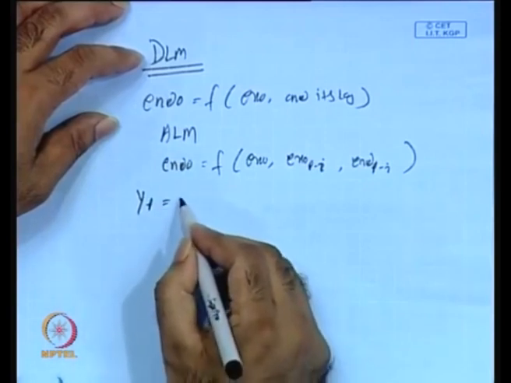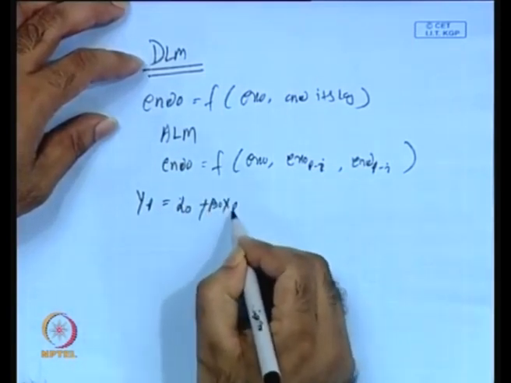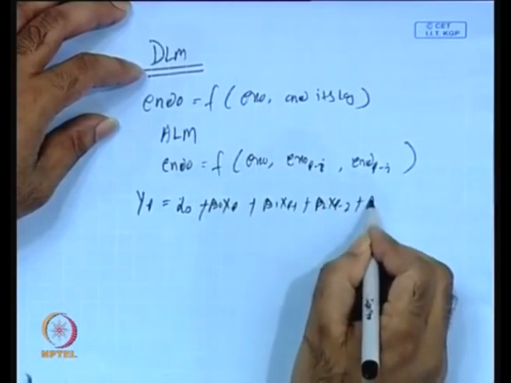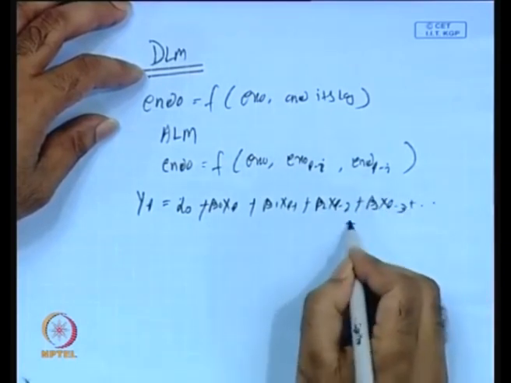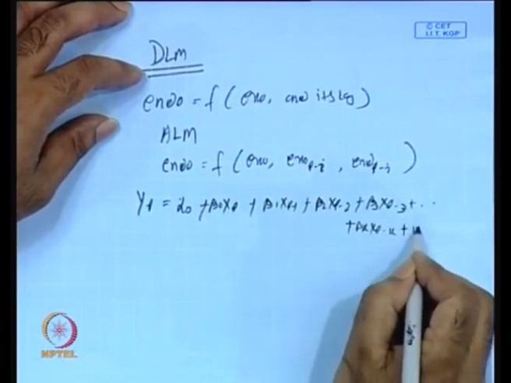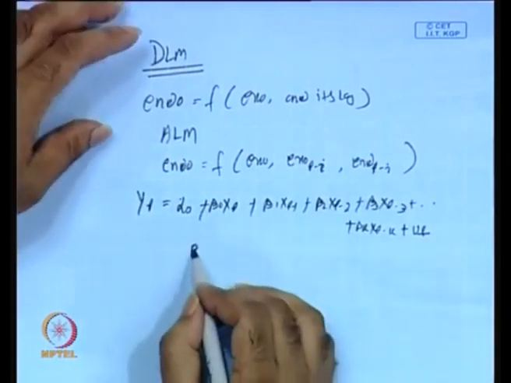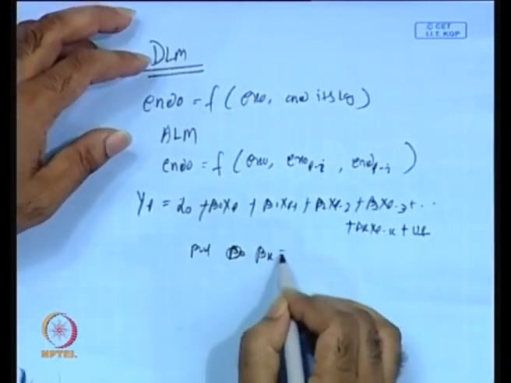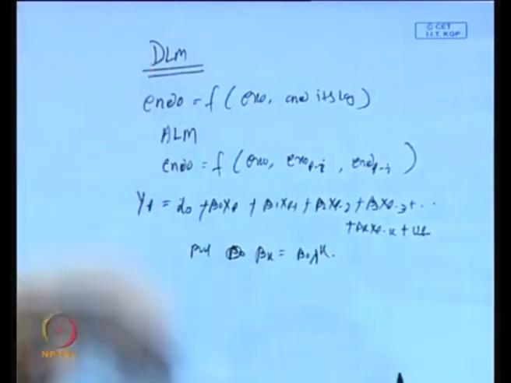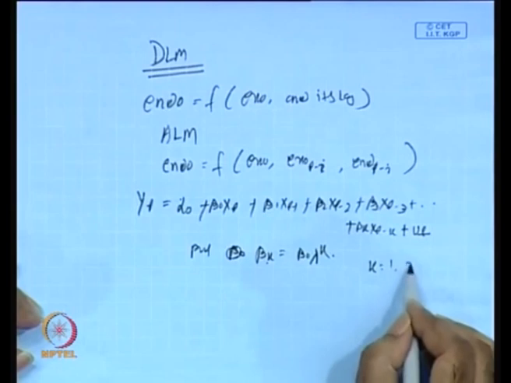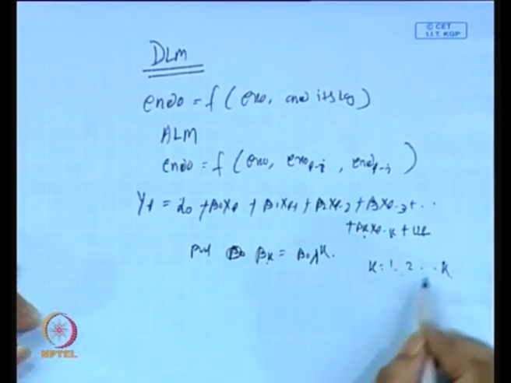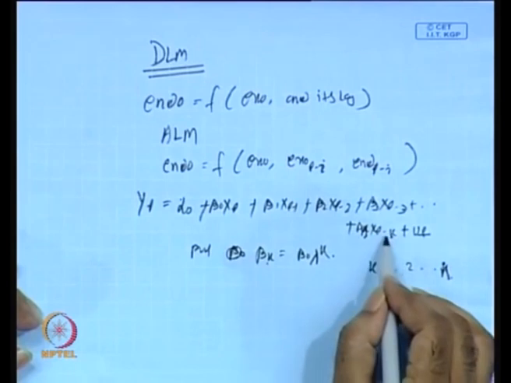We will start with a model like this. Let us say y t equals alpha 0 plus beta 0 x t plus beta 1 x t minus 1 plus beta 2 x t minus 2 plus beta 3 x t minus 3, and continue to beta k x t minus k plus u t. Now I will put beta k equal to beta 0 lambda to the power k. Here k stands for 1, 2, up to k, or you can take it as n, then obviously it is t minus n.